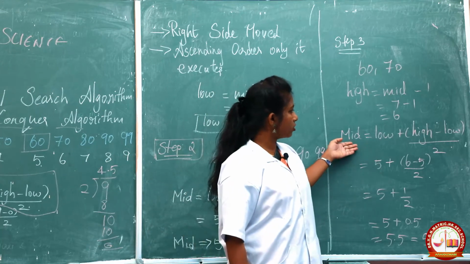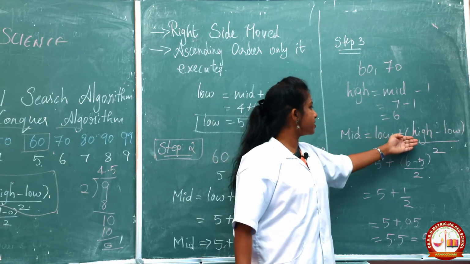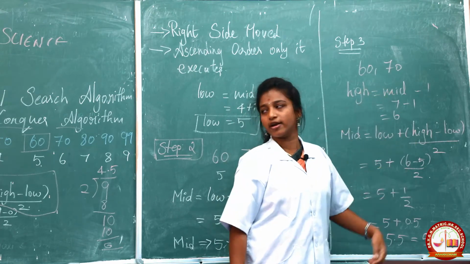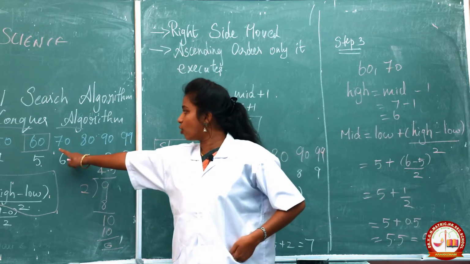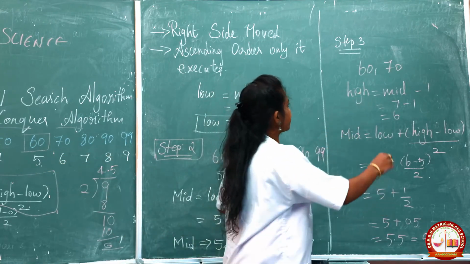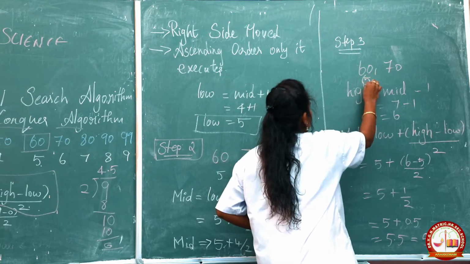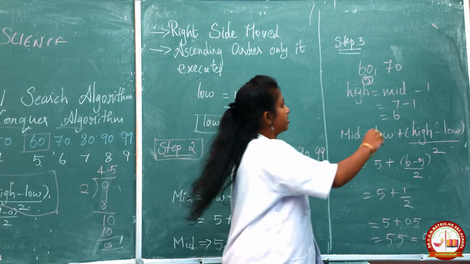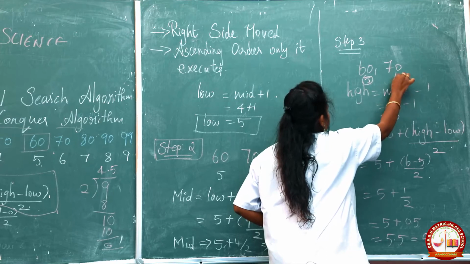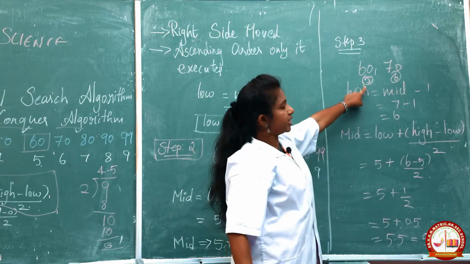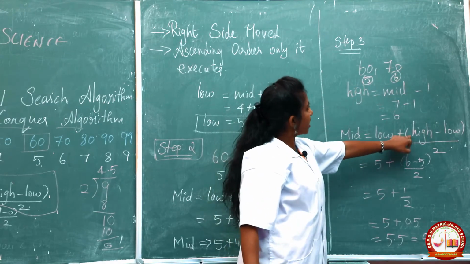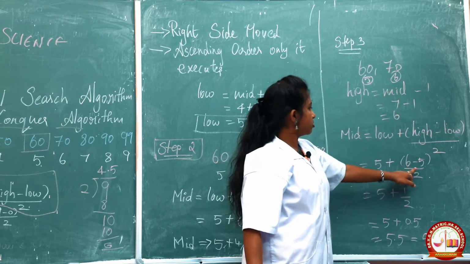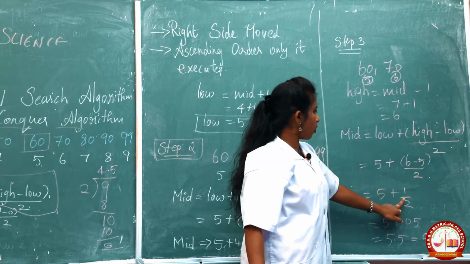No. So I am going to use the formula of low plus (high minus low) by 2. What is the low value? Because these two values only we are having: 60 holding the index 5 and 70 holding the index 6. So what is the low value here? 5. What is the high value here? 6. So like this, 6 minus 5 is 1, by 2.